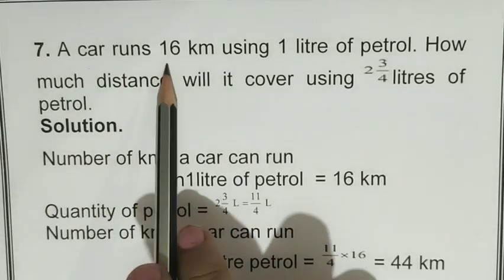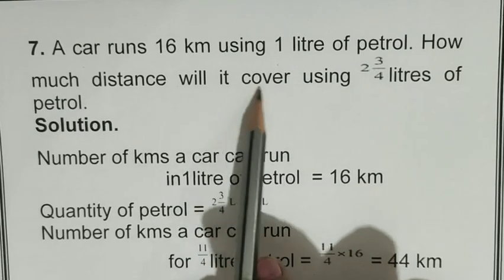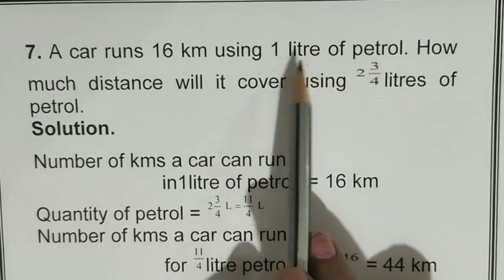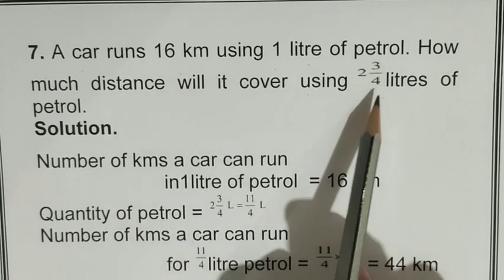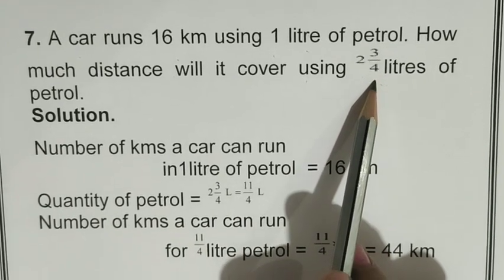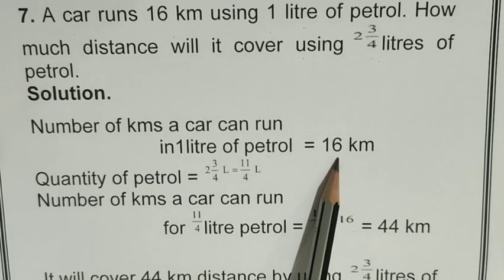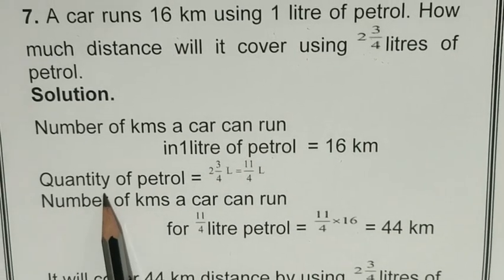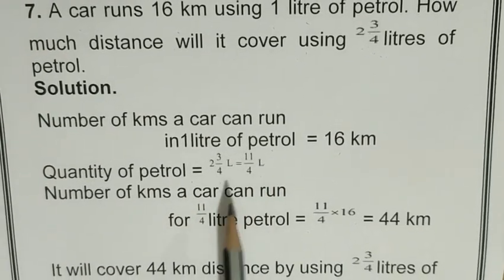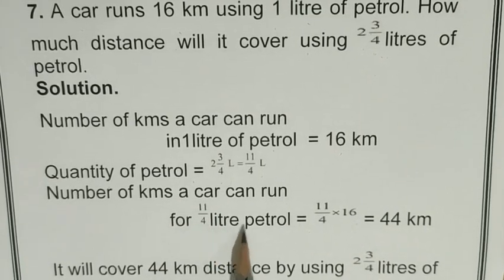Seventh question. A car runs 16 km using 1 liter of petrol. How much distance will it cover in 2 integer 3 by 4 liters of petrol? So for 1 liter of petrol, what is the distance? 16 km. Now the question asked is how much it can cover in 2 integer 3 by 4 liters of petrol. So the number of kilometers the car can run in 1 liter of petrol is 16 km. That means the quantity of petrol asked is 2 integer 3 by 4, convert into 11 by 4.